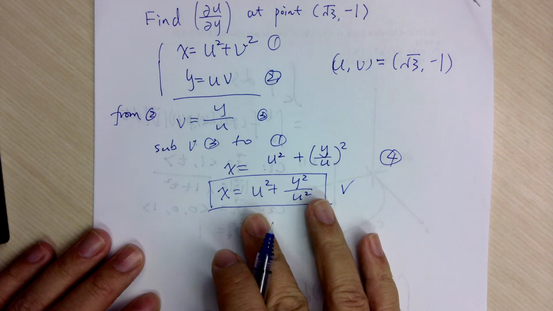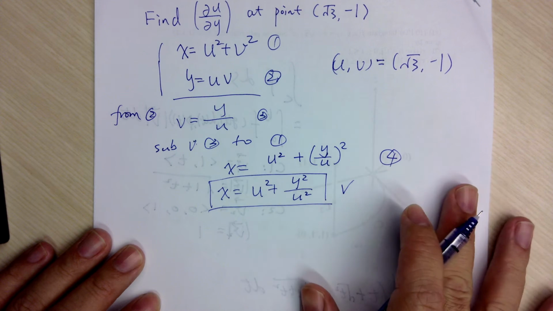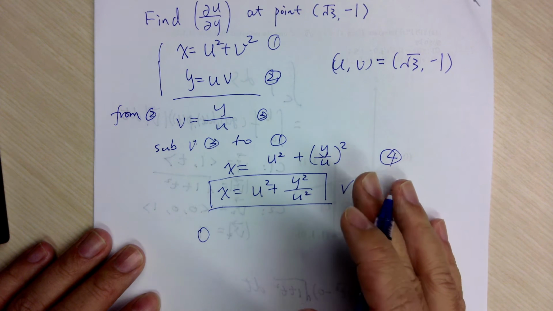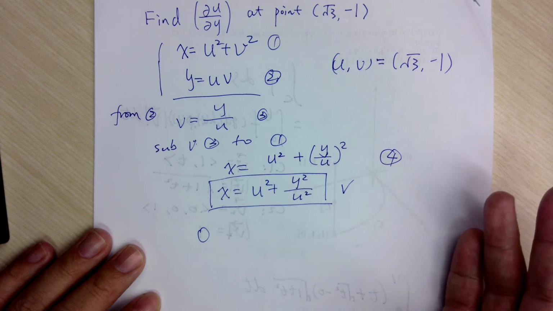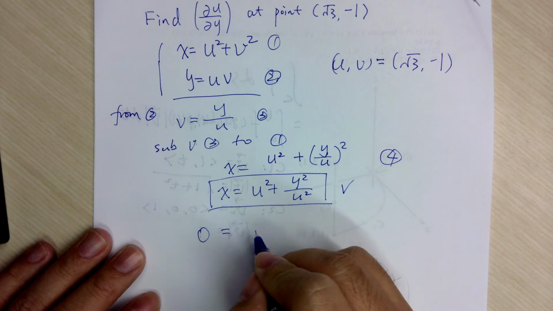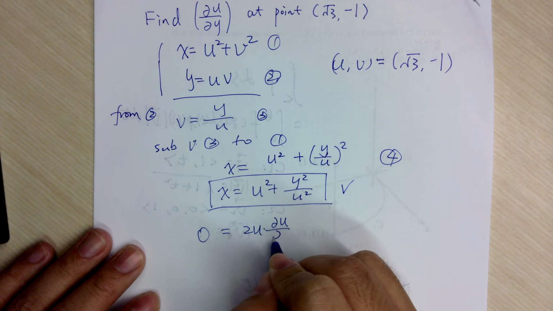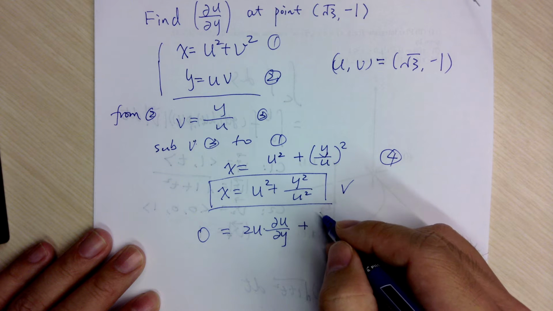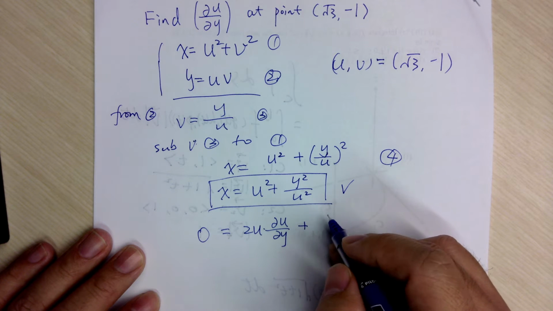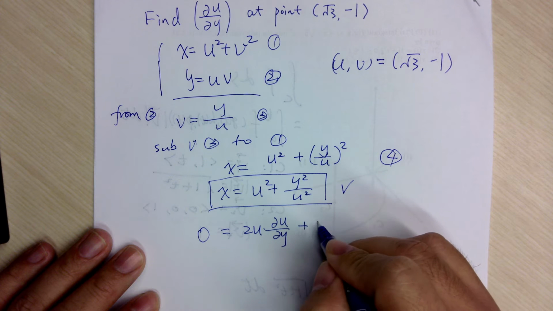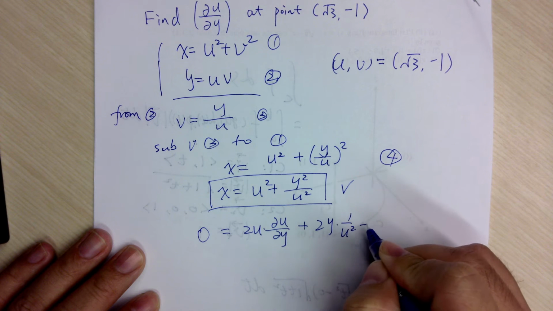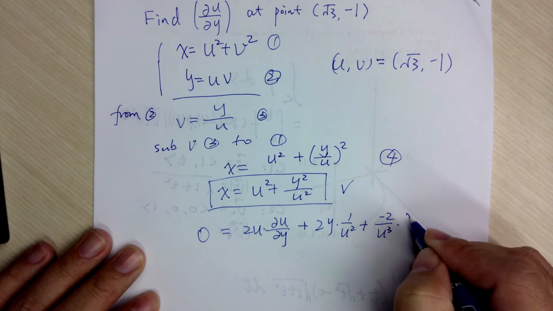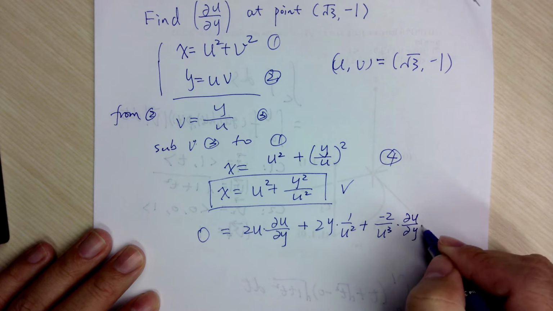So if we take the partial derivative with respect to y on both sides, on the left side it's 0, because x and y are both independent variables, so we treat x as constant. And then we have 2u times partial u, partial y. And for the right side, you're going to need to apply the product rule: we have 2y times 1 over u squared, plus negative 2 over u cubed times partial u, partial y times y squared.